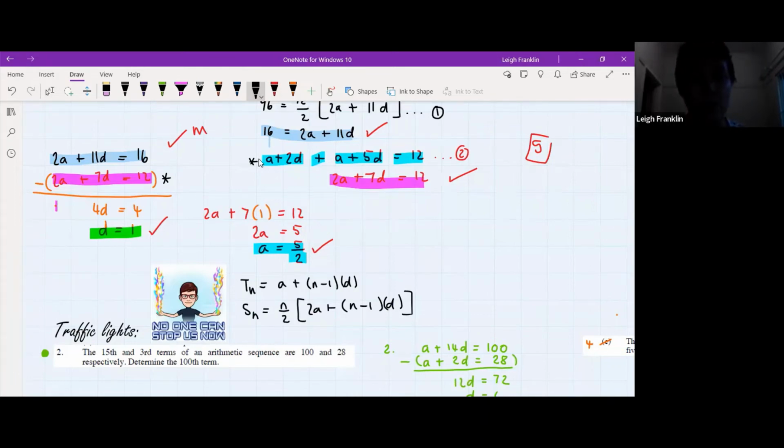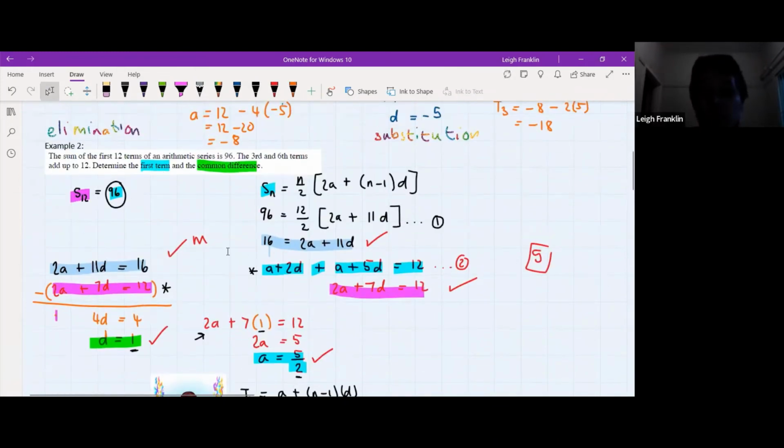And that's what I was doing in this step over here. So I was taking the one that I calculated, I was subbing it back in, and I was working out the value of a, which is what the question asked me for. The question asked me for the first term, a, and the common difference, d.